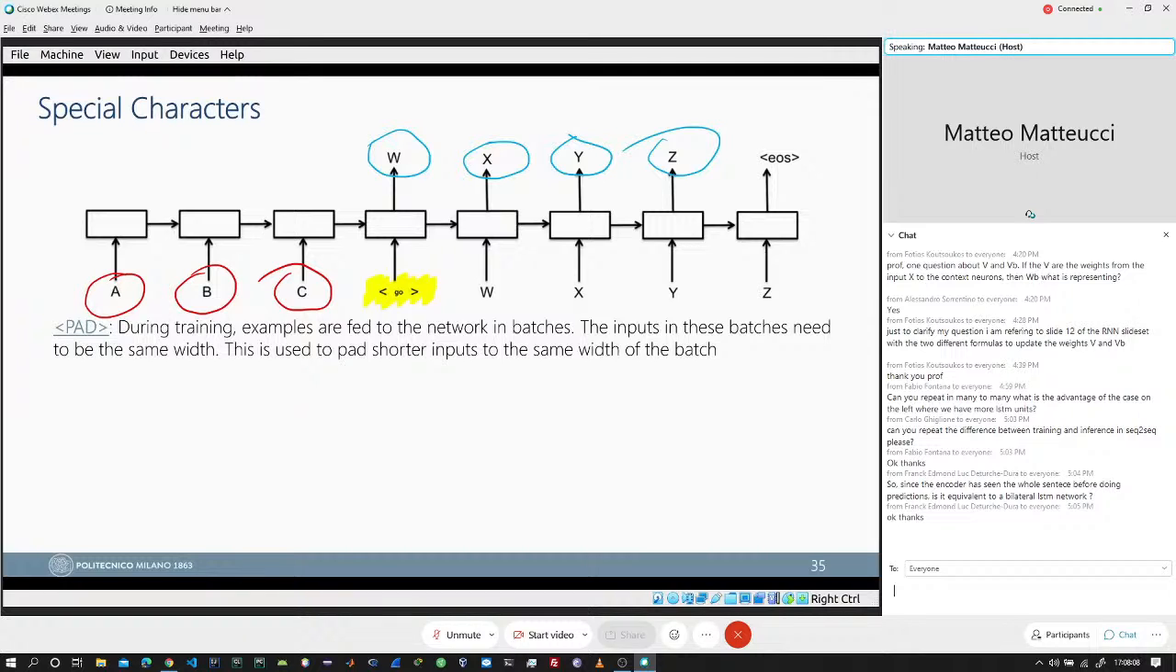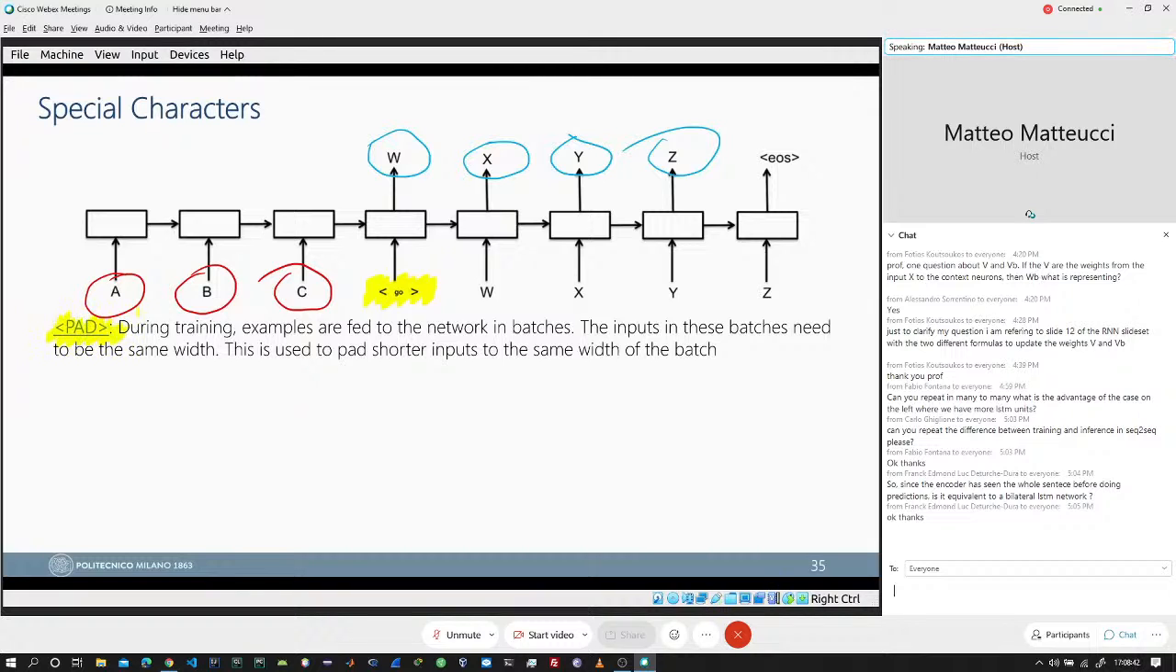This is a requirement for an efficient computation. So what does it mean? It means that all the sentences in input to the network should have the same length. But you cannot force all the sentences or sequences to have the same length. So what you do, you take, I don't know, 10 sequences to be added to the batch, you take the longest one, and you extend the shortest by adding some padding.